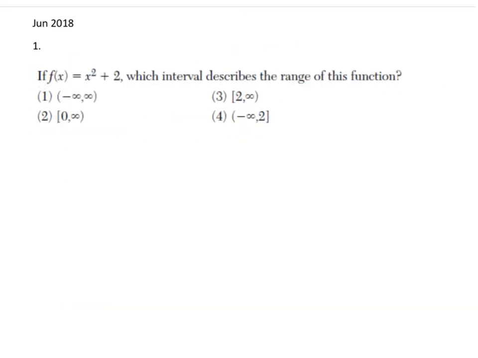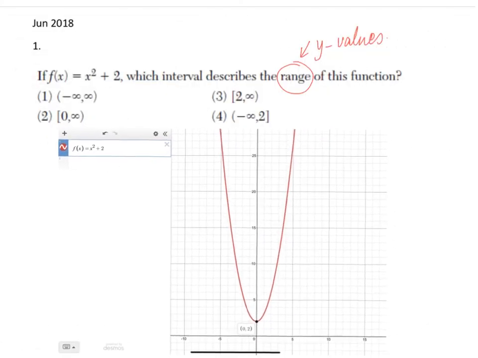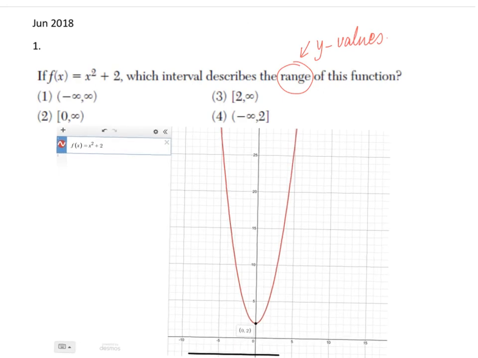So we have this question: if f(x) is equal to x squared plus 2, which interval describes the range? So we're looking for the range. Range is the y values. So I plotted the graph. Let's put that in here. So we've got this graph. Now let's look at the y values. They start from 2, from right here.